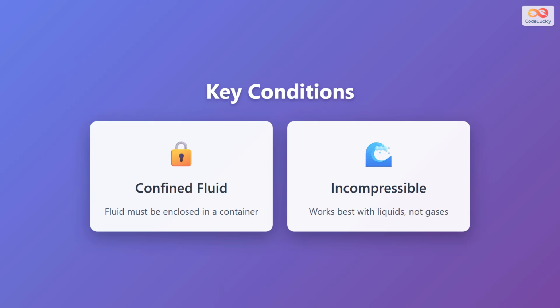For Pascal's principle to work effectively, two key conditions must be met. First, the fluid must be confined, meaning it needs to be enclosed in a container with no way to escape. Second, the fluid should be incompressible. This is why the principle works best with liquids like water or oil, rather than gases. Liquids maintain constant volume under pressure, allowing them to transmit force efficiently without being compressed.